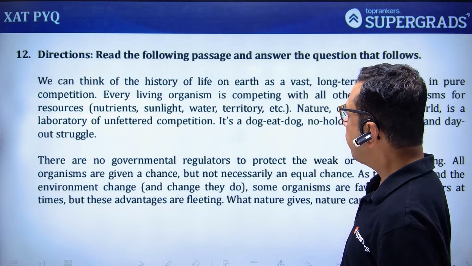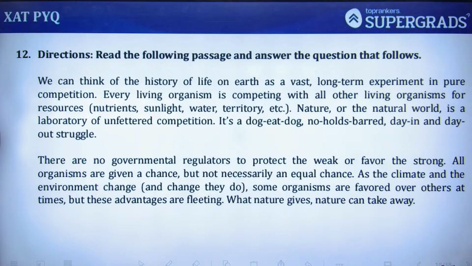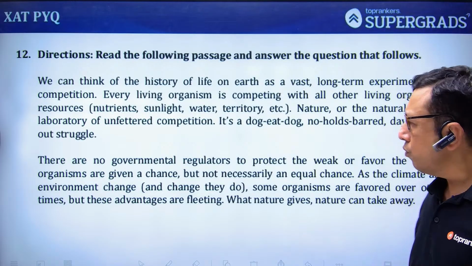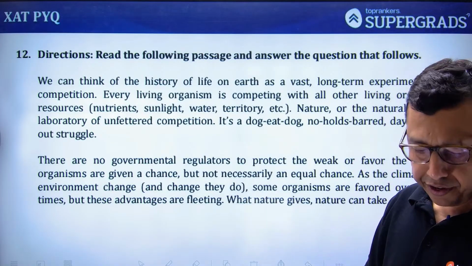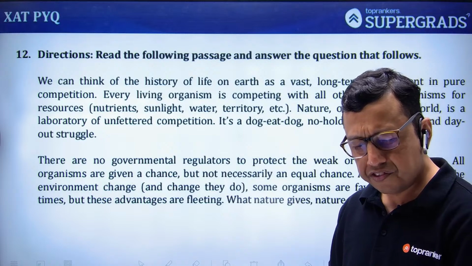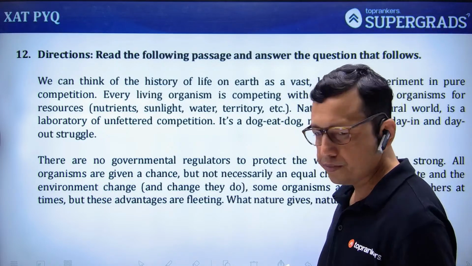We can think of the history of life on Earth. Read the following passage and answer the question that follows. Okay. So we have solved one RC, it seems. One reading comprehension passage. There is another small reading comprehension passage. You can see that, right?